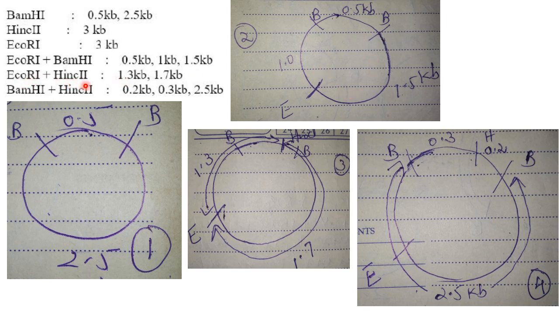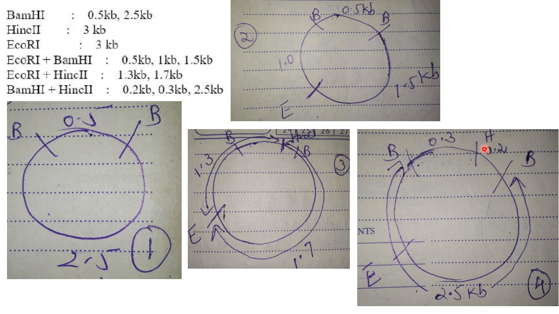Then ECO R1 plus Hinc 2 you get 1.3 kb and 1.7 kb. From this we cannot make out where the Hinc 2 is located. Now if you see, this is the map of the digestion. I have just hypothesized that Hinc 2 will be located between two BAM H1 sites. Now BAM H1 and Hinc 2, if you see, you are getting 0.2 kb and 0.3 kb. That is, we can hypothesize again that Hinc 2 site is between two BAM H1 sites. So if you put Hinc 2 between two BAM H1 sites, you get 0.3 and 0.2 and a 2.5 kb whole.